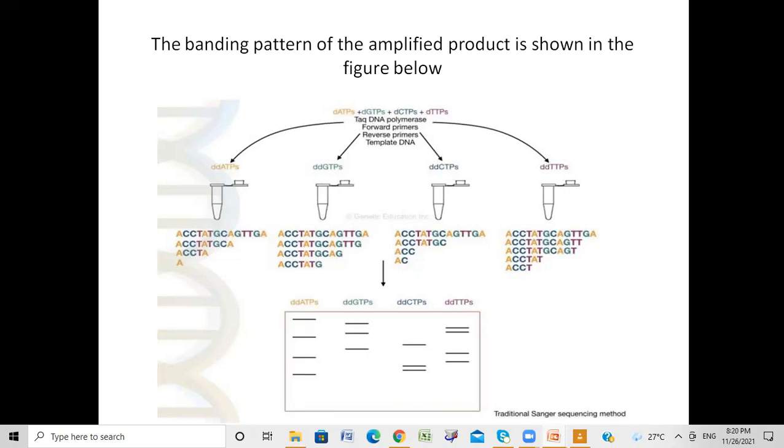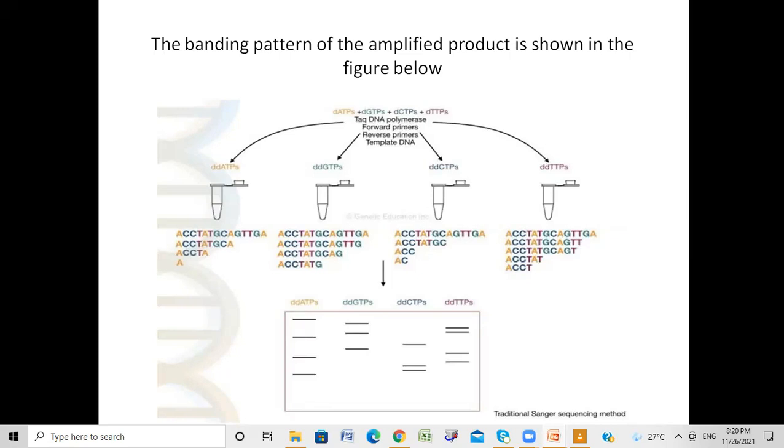Okay, similarly, the rest of the things are also going to happen. Once you are getting the different fragments, you run the gel electrophoresis. Similar to the previous one, here you will not have the parallel ones. So reading from the smallest to the largest, that is the sequence. Clear? Yes, miss.